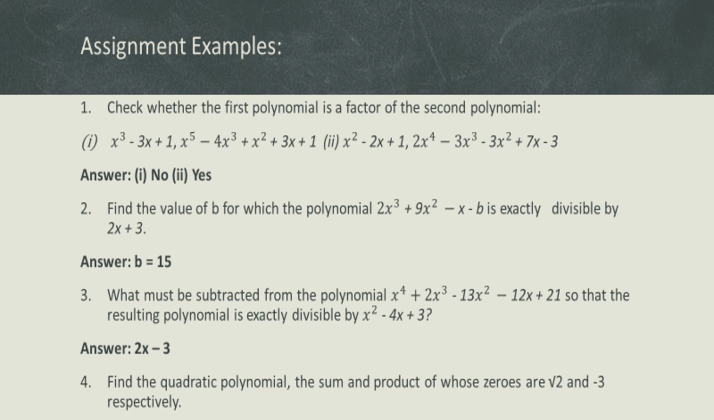Find the quadratic polynomial, the sum and product of whose zeros are root 2 and minus 3 respectively. Again use the relationship between the zeros and the quadratic polynomial. You will get it equal to x square minus root 2 x minus 3, into k. Now you can get any answer for this. For simplicity, if you consider k equal to 1, the answer will be x square minus root 2 x minus 3.